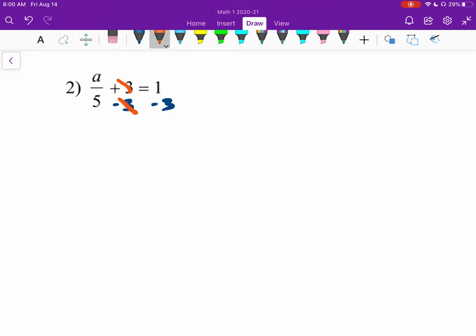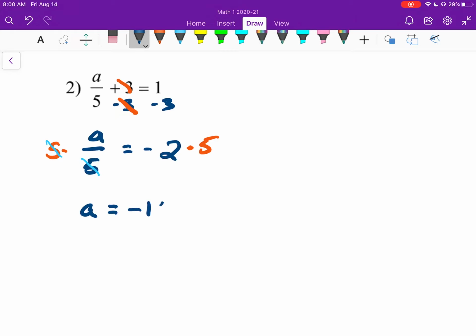The +3 and the -3 on the left cancel, and I'm left with a divided by 5 equals -2. Okay, our a is a little bit more alone. We're still trying to get our a all by itself. The 5 is on the bottom. To get rid of the 5 on the bottom, we're going to multiply by 5. Okay, our 5's on the left cancel, and I'm left with a equals -2 times 5, which is -10.